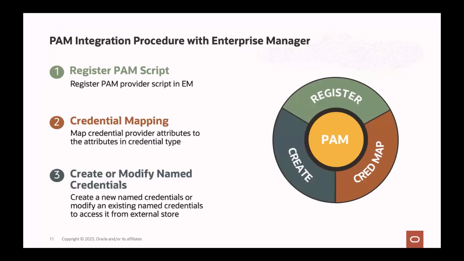The third one is about creating or modifying an existing named credential. This is the final step, which allows the users to create a new named credential or modify an existing one. The purpose of creating or modifying the named credential is to configure EM to retrieve the credential from an external store. This ensures that Enterprise Manager can effectively retrieve the password from the PAM store and perform tasks such as executing jobs or patching databases in a secure and compliant manner.